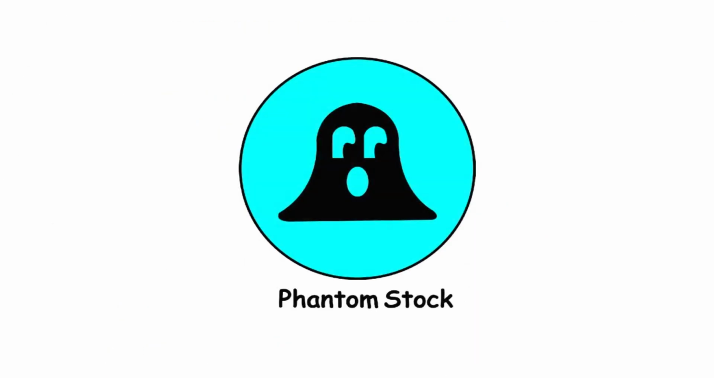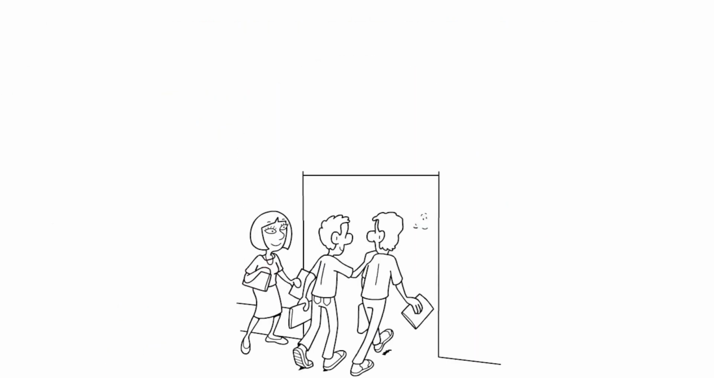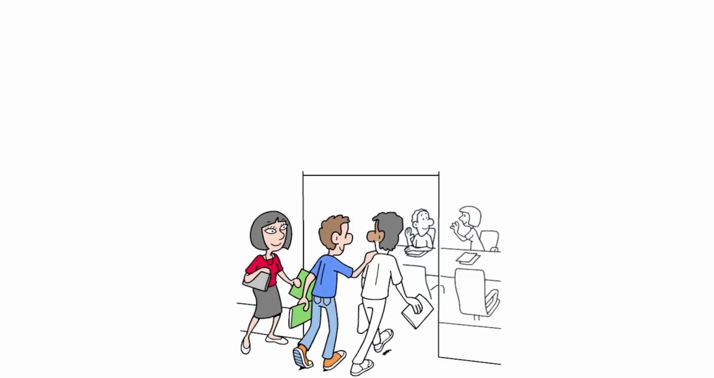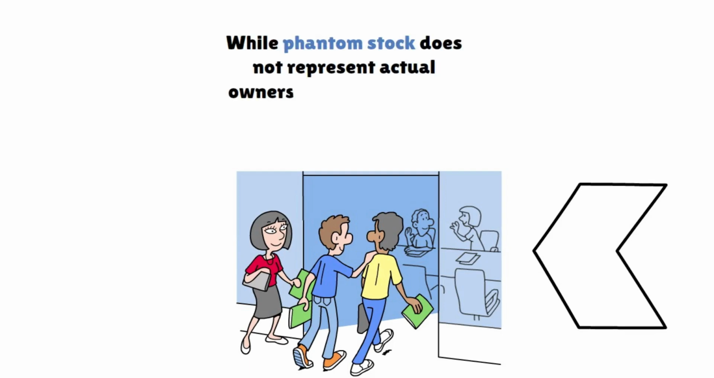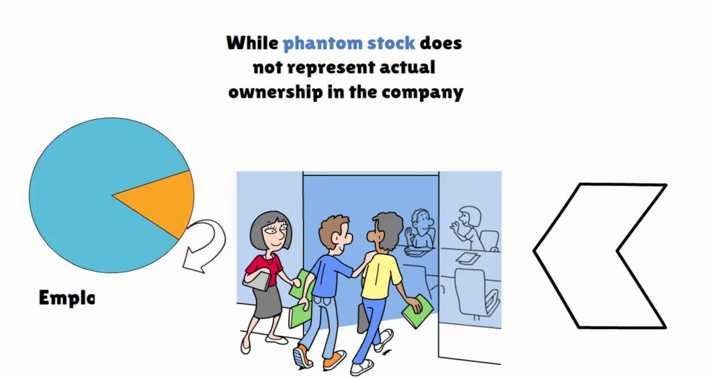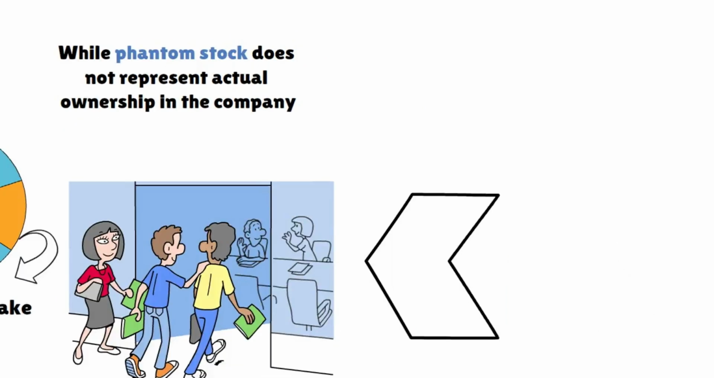Phantom stock. Phantom stock is a form of equity compensation where employees are granted hypothetical shares or units that mirror the value of actual company stock. While phantom stock does not represent actual ownership in the company, it provides employees with a stake in the company's performance and may be subject to tax implications.